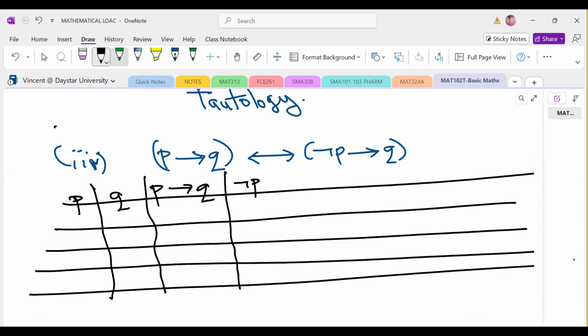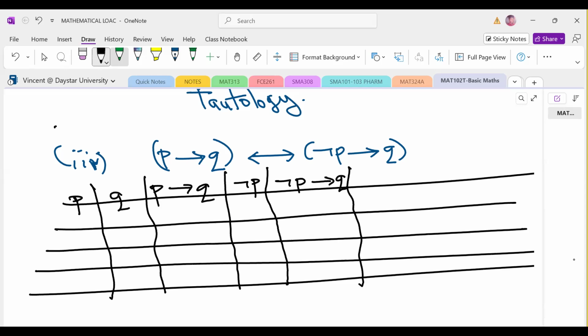Sasa twende step by step. Tuweke to define not P kwanza ndio tuweke bracket. Okay? So that we don't do 2 steps in one. Yeah, so not P implies Q. Then the whole bracket, the whole expression.